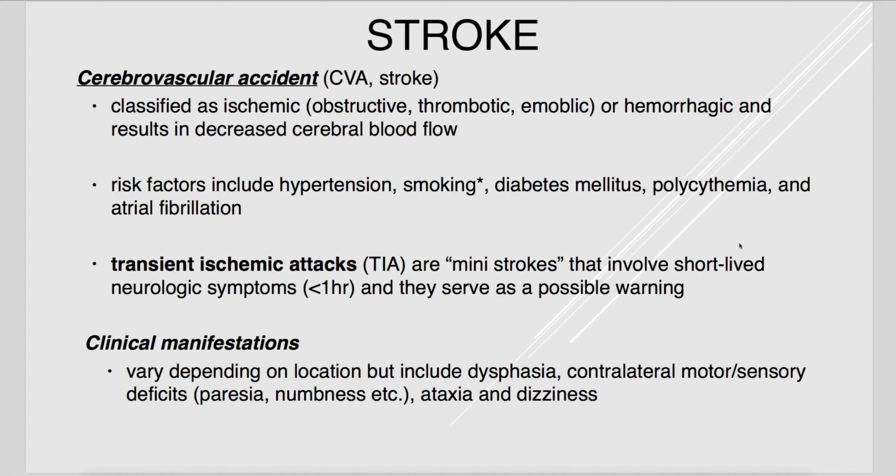So risk factors: hypertension, smoking of course, number one risk factor, diabetes, increases in the number of red blood cells, which is polycythemia. That makes a person hypercoagulable, as well as AFib. And we talked about AFib. If the atria are fluttering, that blood is kind of sloshing around, and that promotes the formation of clots. If you form a clot on the right side, that can go to the lungs. If it's formed on the left side, it can go out to the body, including the brain, which can cause a stroke.